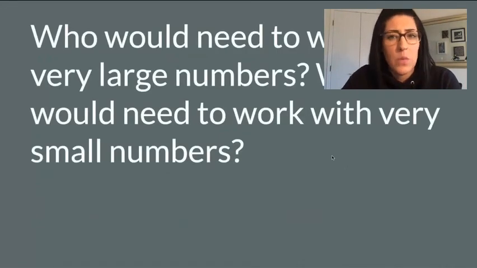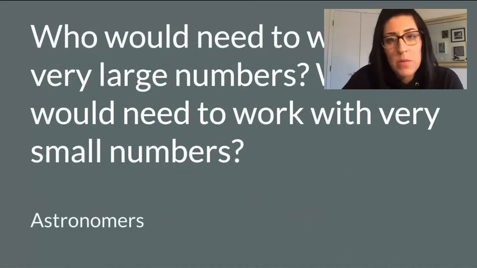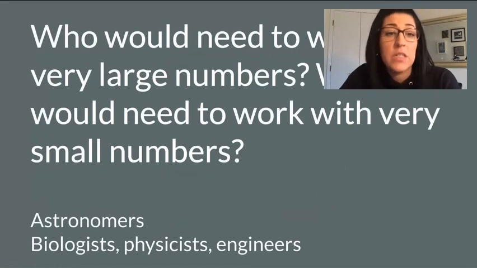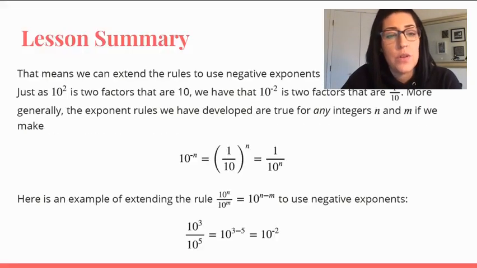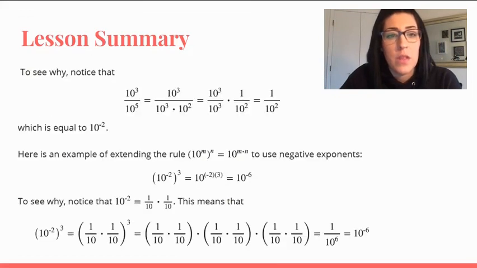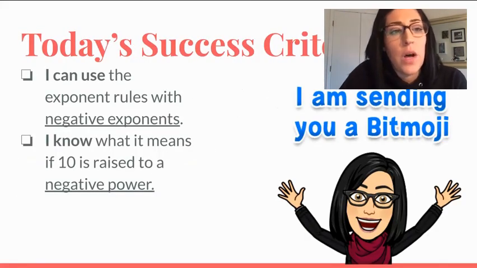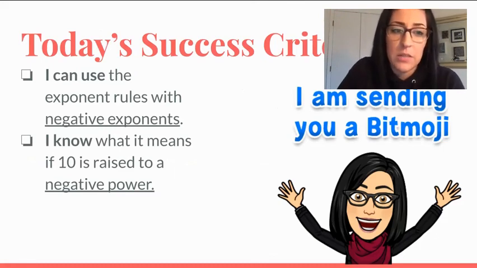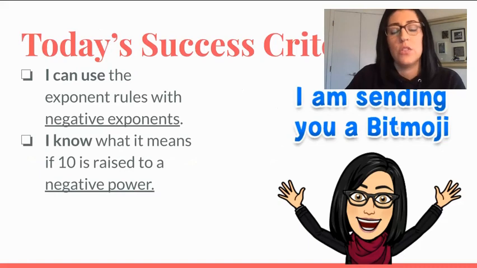Who would actually need to work with such large numbers or small numbers? Astronomers would probably be working with large numbers, and people like biologists, physicists, engineers, they would be working with smaller numbers. You could read through your lesson summary, but you are successful if you feel that you can use the exponent rules with negative exponents and then know what it means if 10 is raised to a negative power.